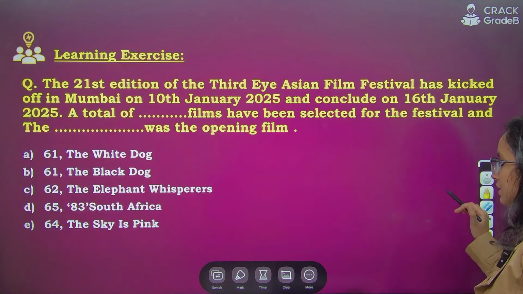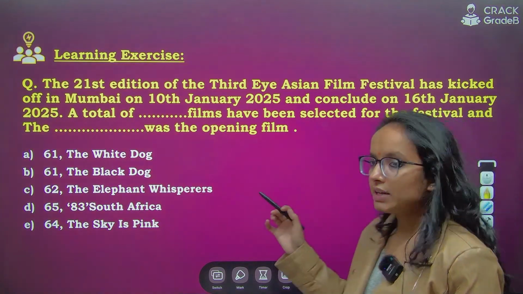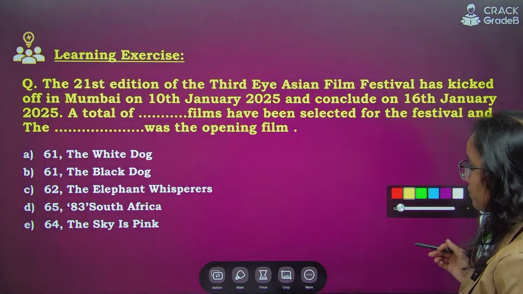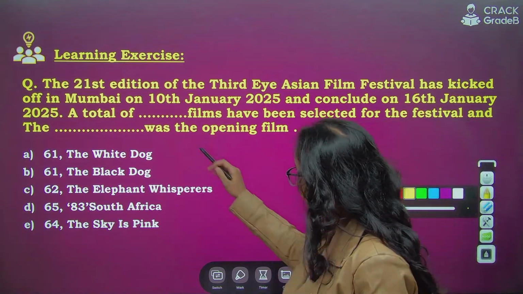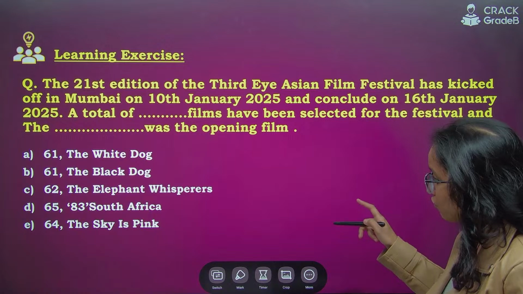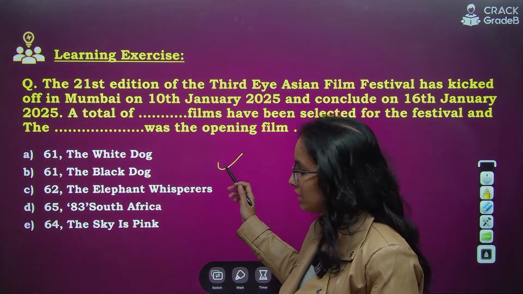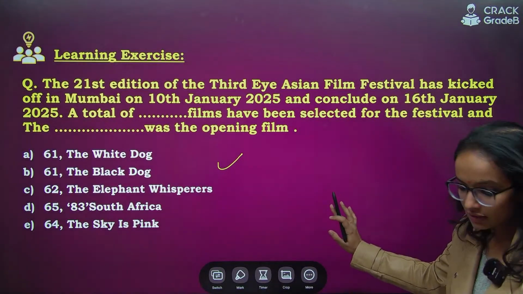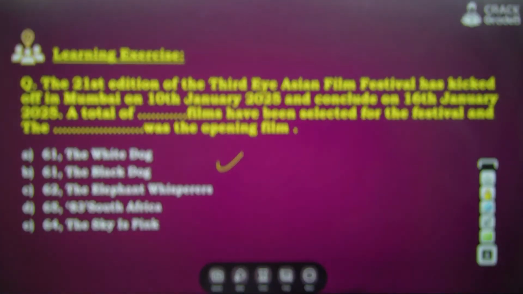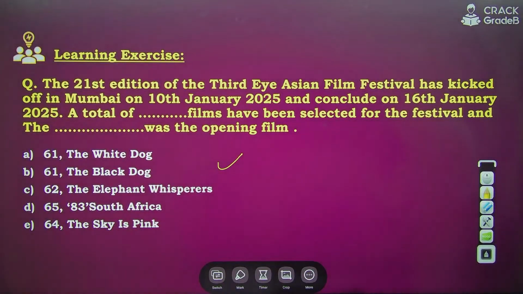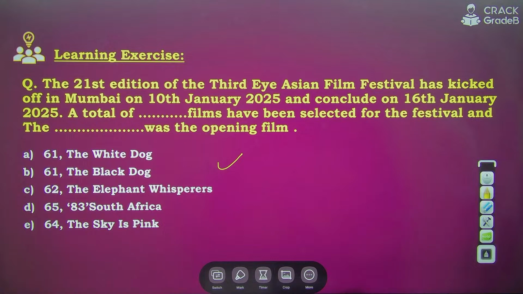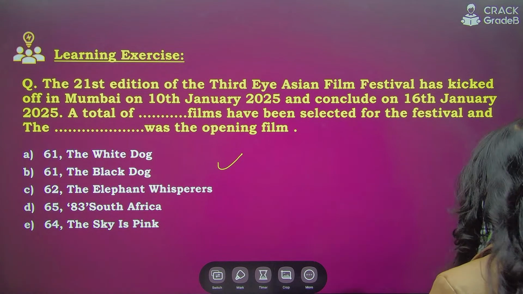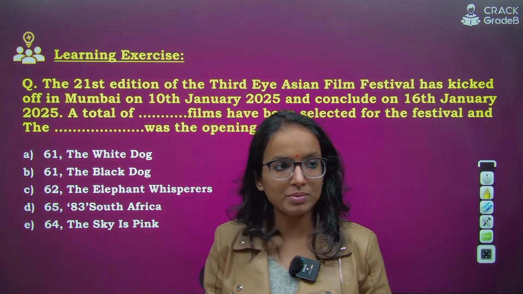Now, this is your learning exercise question for today. The 21st edition of Third Eye Asian Film Festival has started in Mumbai. And in this, a total of how many films will be displayed? And which was the opening film in this event? You need to tell me both the things. This is your homework question for today. You will be telling me both of the answers, total number of films and the opening film at this event, in the comment section. You can take a screenshot if you want to remember, or otherwise you will remember this question, right? So tell me the answer in the comment section today.